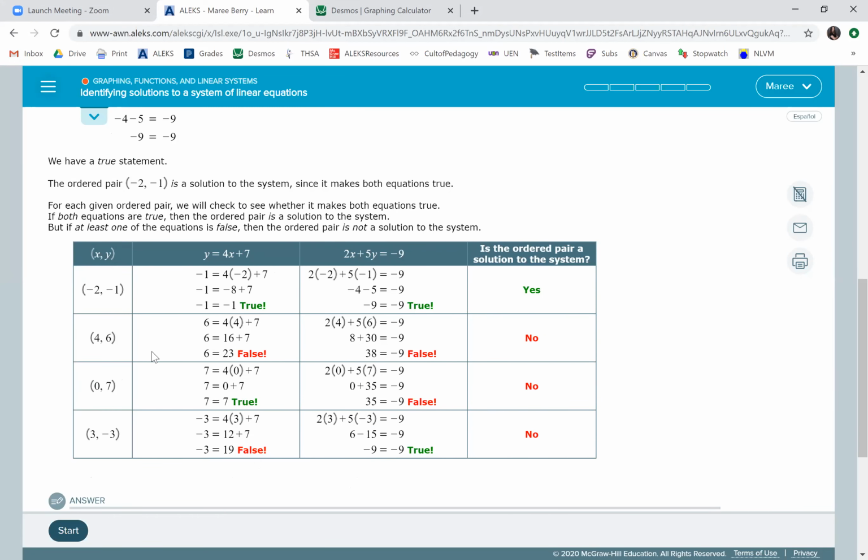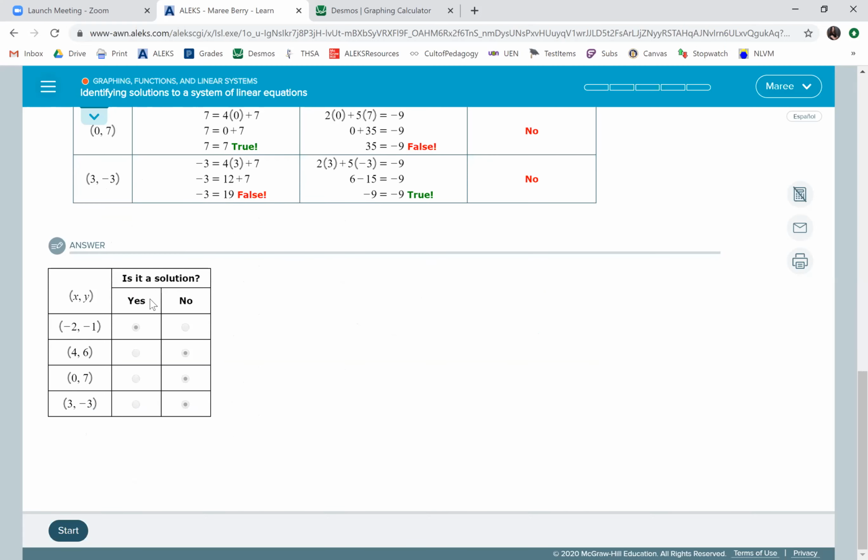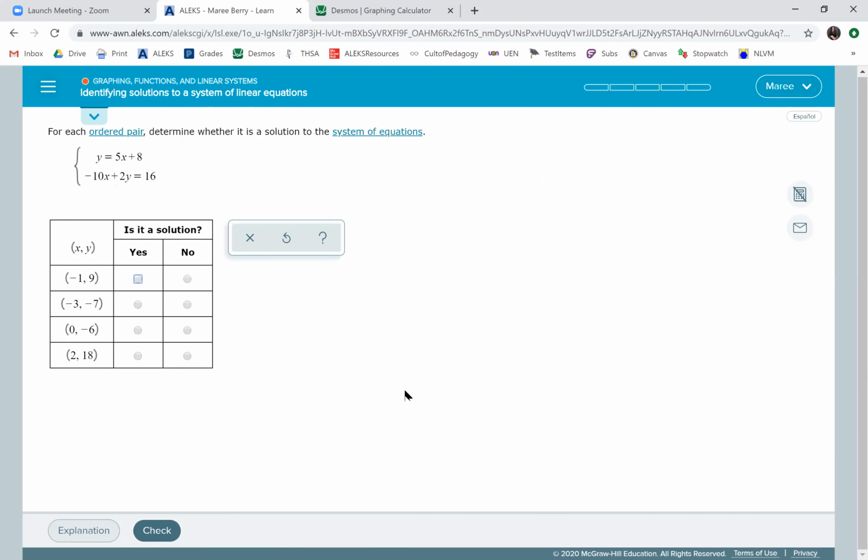You'll notice that then they did that with each other set, and sometimes they would work in one equation, like this third one. It worked in the first one, but not in the second one. It has to work in both in order to get a yes answer. So we're going to try this out.